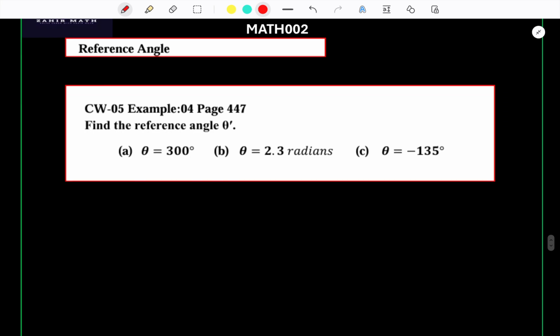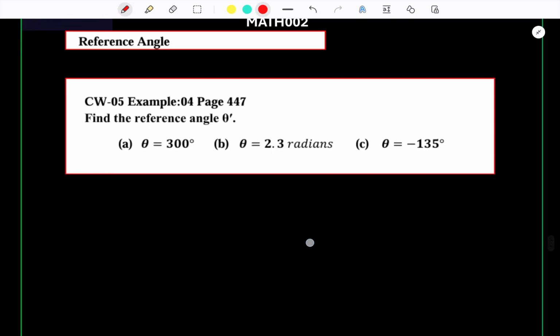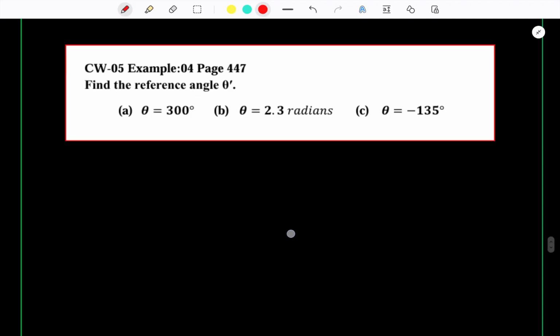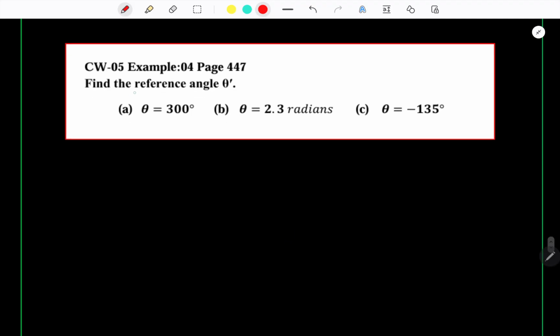Now there is a separate question. Find the reference angle. Before, what did they ask? Find sine theta, cosine theta, tan theta without using a calculator; we use the reference angle and we got the answer. Now there is no sine theta, no cosine theta, no tan theta. Just find the reference angle. Very simple. Okay. Right. Be careful in this.